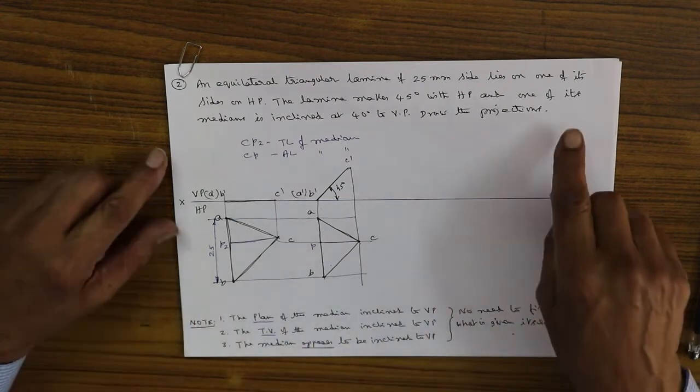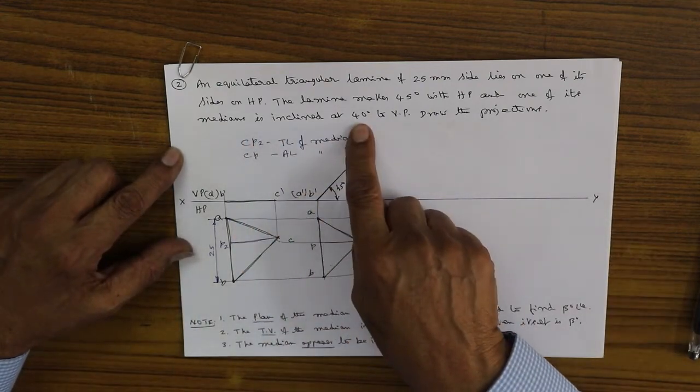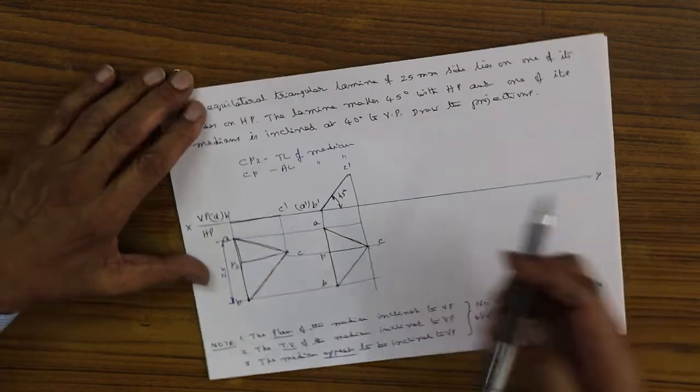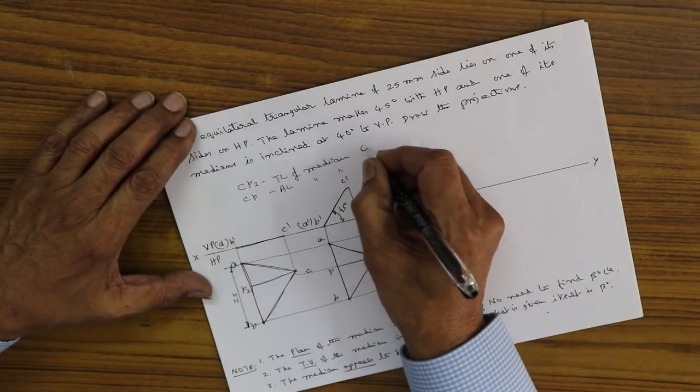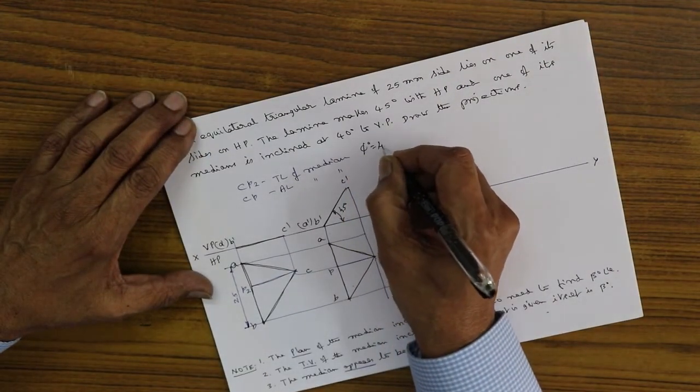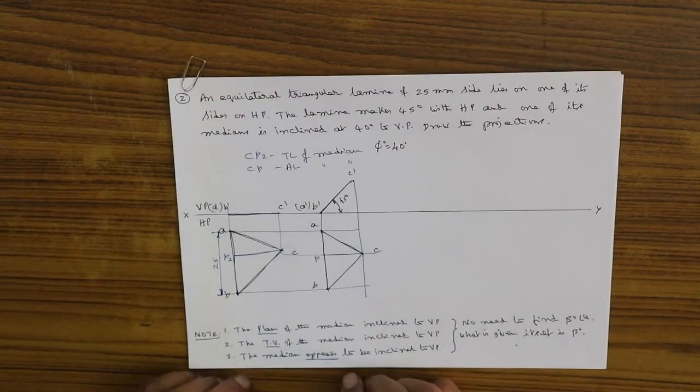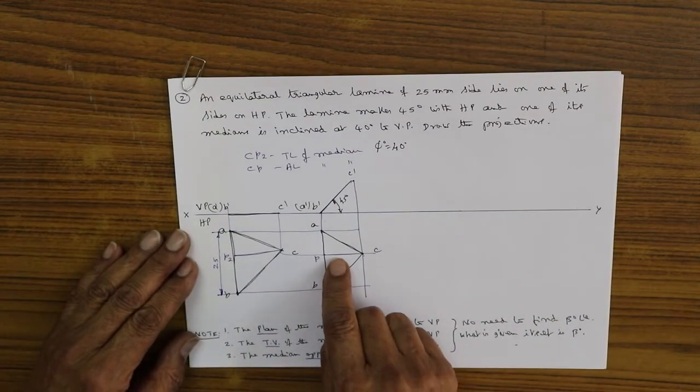So what is given here, the median is inclined at 40 degrees to VP. 40 degrees is nothing but the phi angle. It is the phi angle which is 40 degrees given in the data. Now, I cannot shift the apparent length.